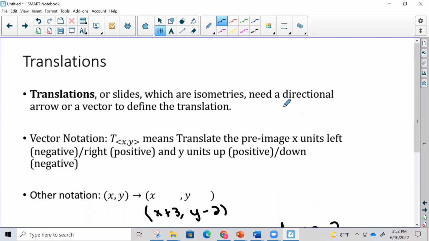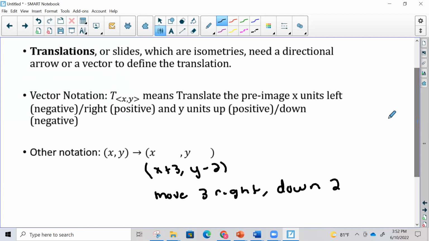And when you do a translation, we need a directional arrow or a vector to define the translation. And we'll mostly be using vectors. For vectors, there's two ways to write it. One is they write a capital T to indicate translation, and then they use these triangular brackets with the first number being the X value, how much you move left or right, and the second number being the Y value, how much you move up and down. And it works just like the coordinate plane. If X is negative, you move left, and if X is positive, you move right. If Y is negative, you move down, and if Y is positive, you move up.